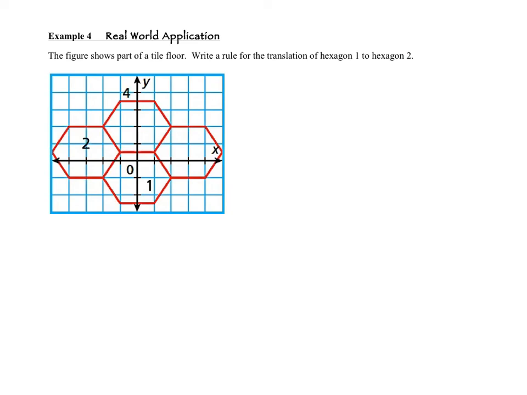Example 4. The figure shows part of a tile floor. Write a rule for the translation of hexagon 1. Hexagon 1 I'm highlighting in blue to hexagon 2, which is in red. And it's telling us it's a translation. So all of my translation maps are going to go xy with an arrow. And it's going to be x plus or minus something, comma, y plus or minus something.